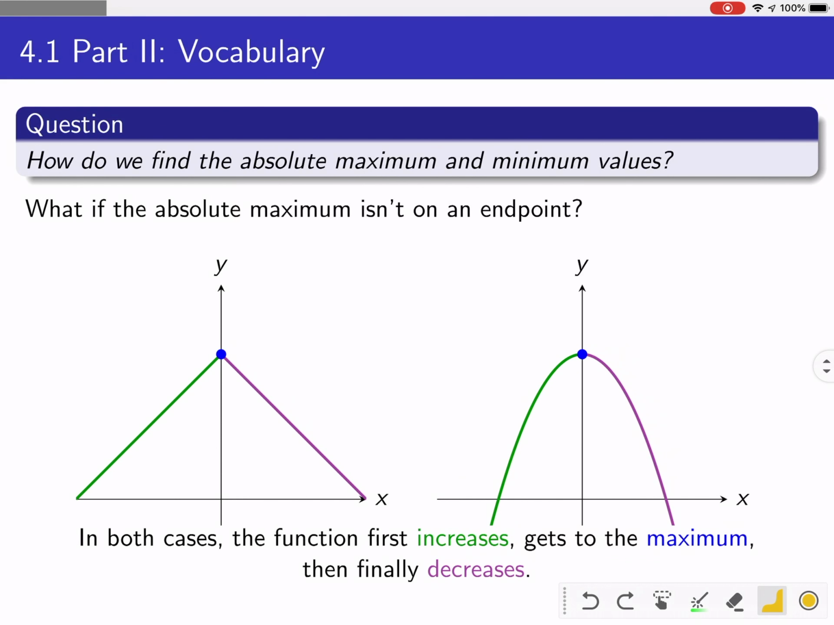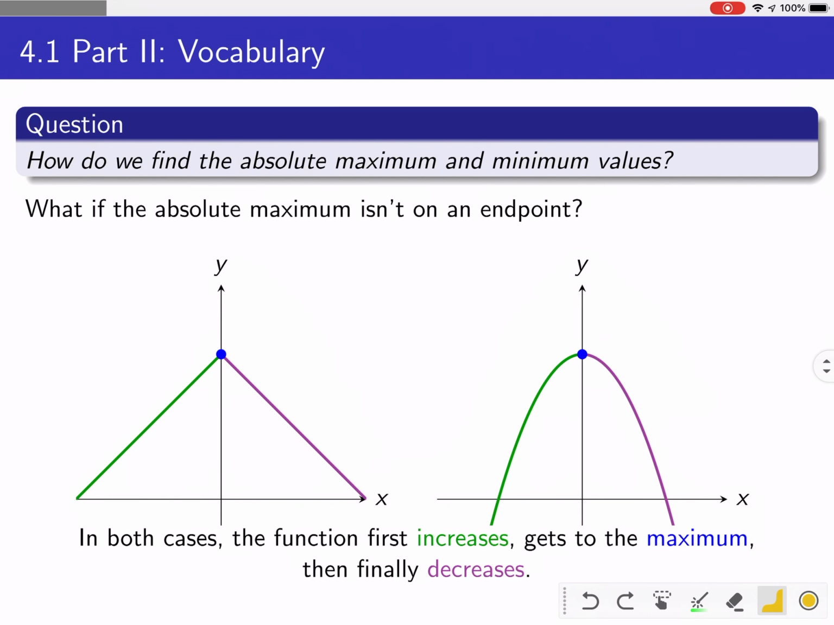So let's imagine that our absolute maximum does not occur at an endpoint. Then it would look like one of the two graphs shown here. Notice that both functions have a local maximum at x equals 0. But what else do they have in common? Well, both functions are increasing for negative x and decreasing for positive x.